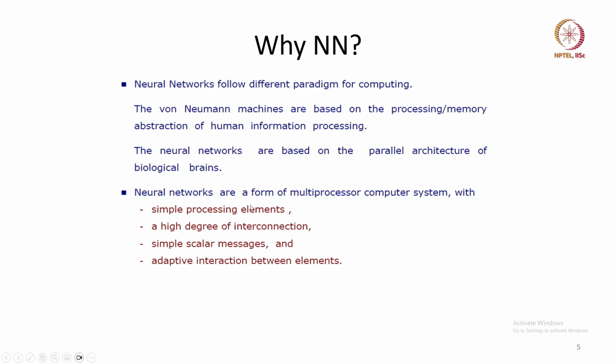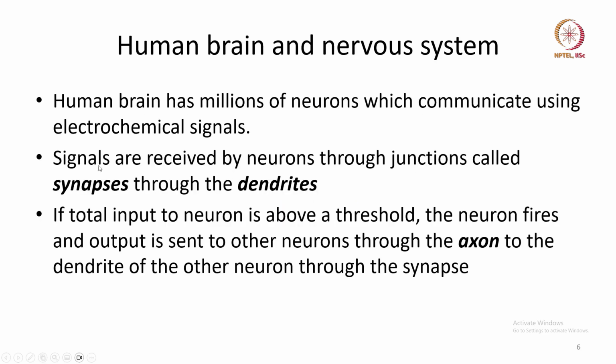So what are some of the advantages we can see of neural network? You have simple processing elements with a high degree of interconnection, simple scalar messages and adaptive interaction between elements. Okay. They are based on the architecture of the biological brain. So let us see first what the human brain is like. Okay, it has millions of neurons. So the cells that you have are called the neurons, and these cells are all interconnected with each other. So signals are received by the neurons through a junction called the synapse.